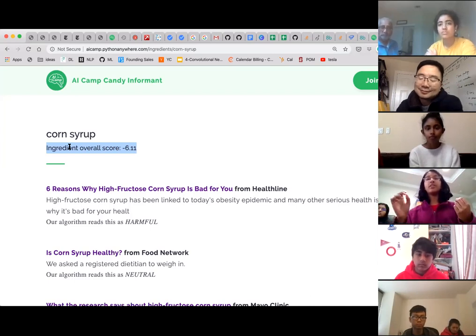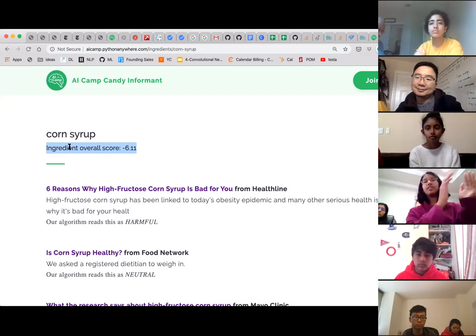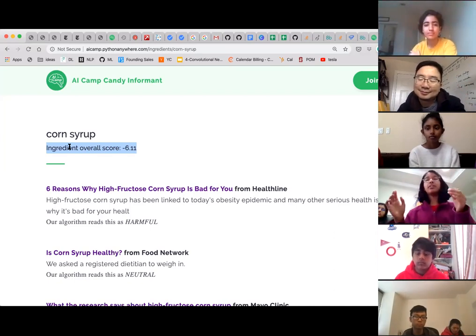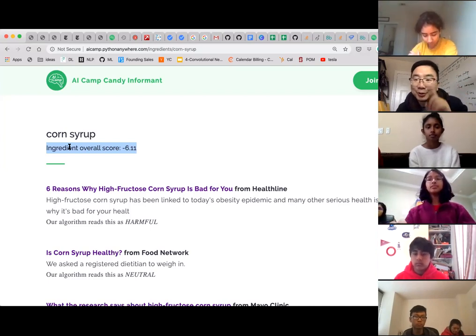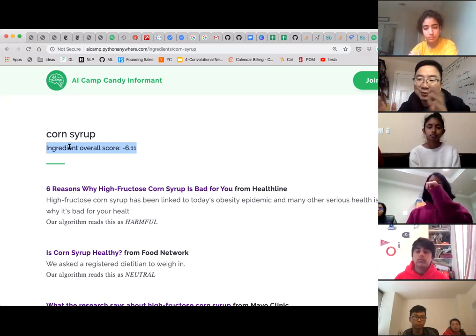So how we got each ingredient score was that we calculated the average of all the website scores for that one ingredient. Although we do take out the irrelevant ones. That's why the whole score was between -1 and 1. And then the ingredient score here, we actually multiply by 10. So the score is actually between -10 all the way to 10 for each ingredient. So the corn syrup here is -6.1.